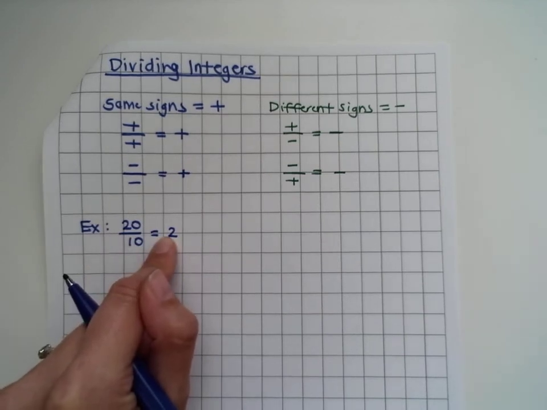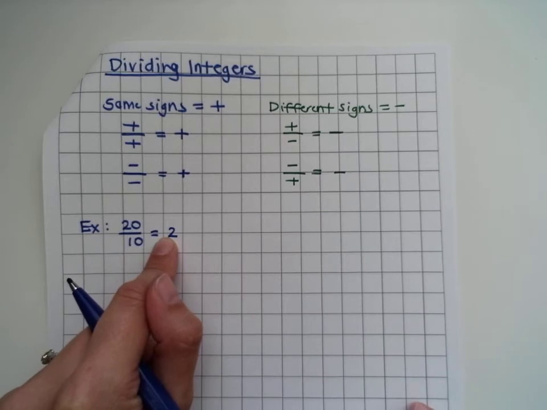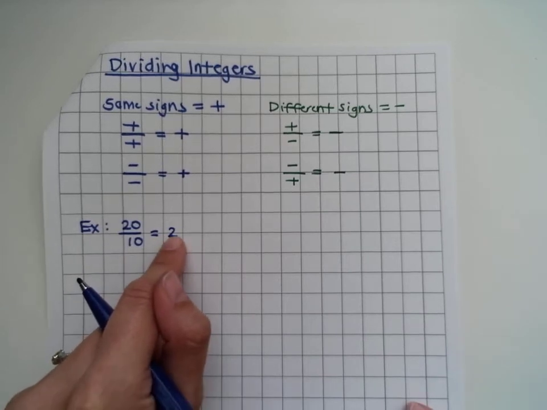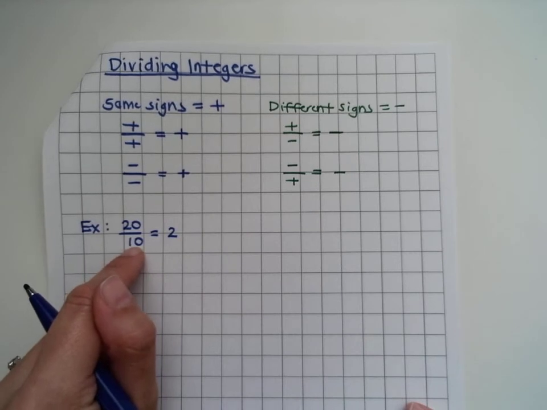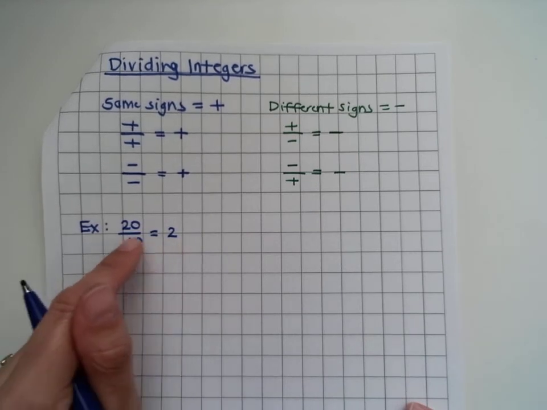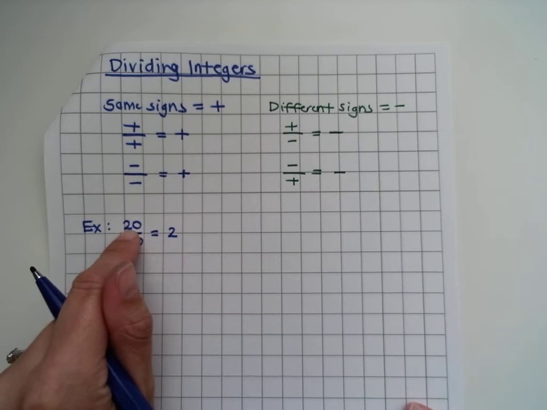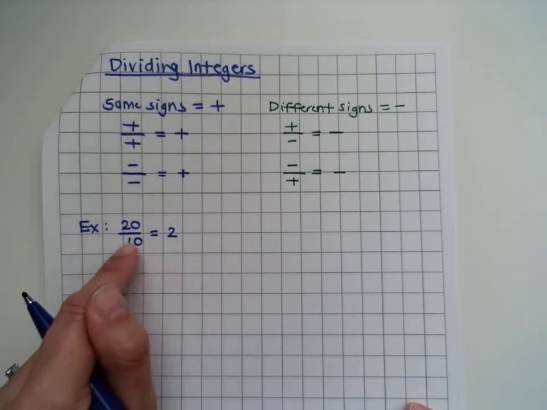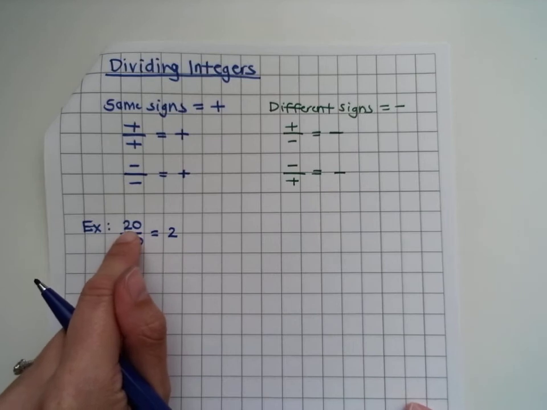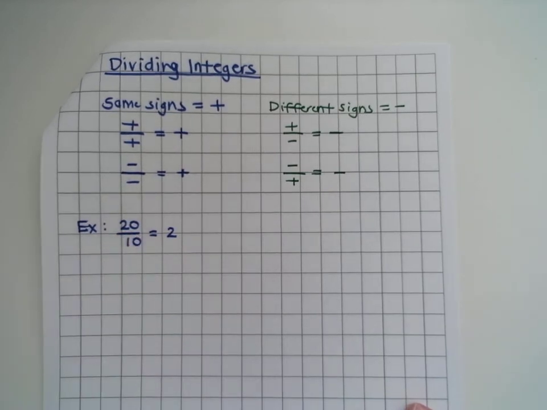And you can always check your work. So anytime you divide, check your work. Your answer and the denominator, so the number on the bottom, those should multiply together to give you the numerator, or the top number. So always check your work. Does 2 times 10 give me 20? Yes, it does. So I know I divided correctly.